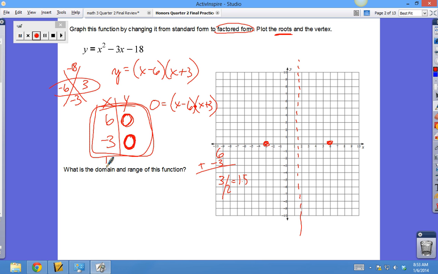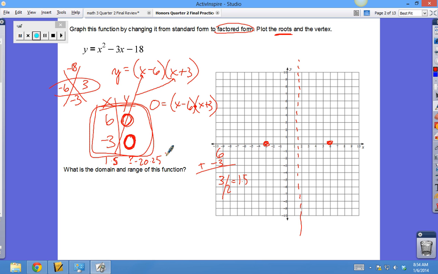So if I know the x is 1.5, but I do not know the y, I take 1.5 and I just plug it into the model, either the original one or the factored one. I do the math and it will tell me what the y is. So I'm going to take 1.5 and plug it in there and there. I'm going to use my calculator. So parentheses 1.5 minus 6 times 1.5 plus 3. And after I do the math, it gives me a negative 20.25.